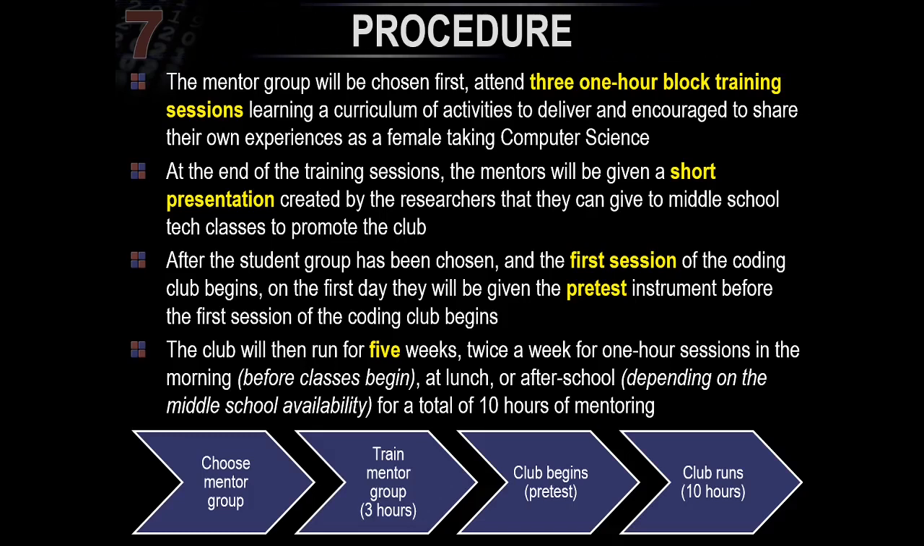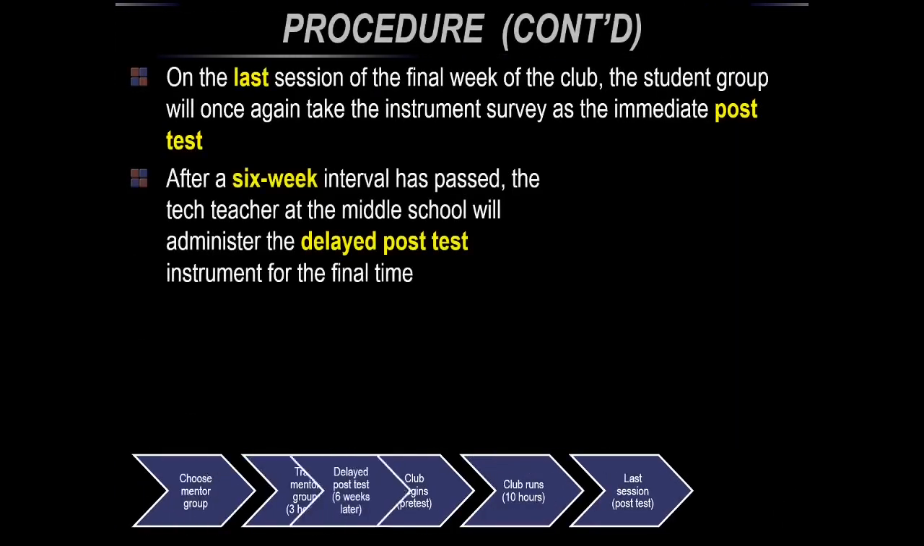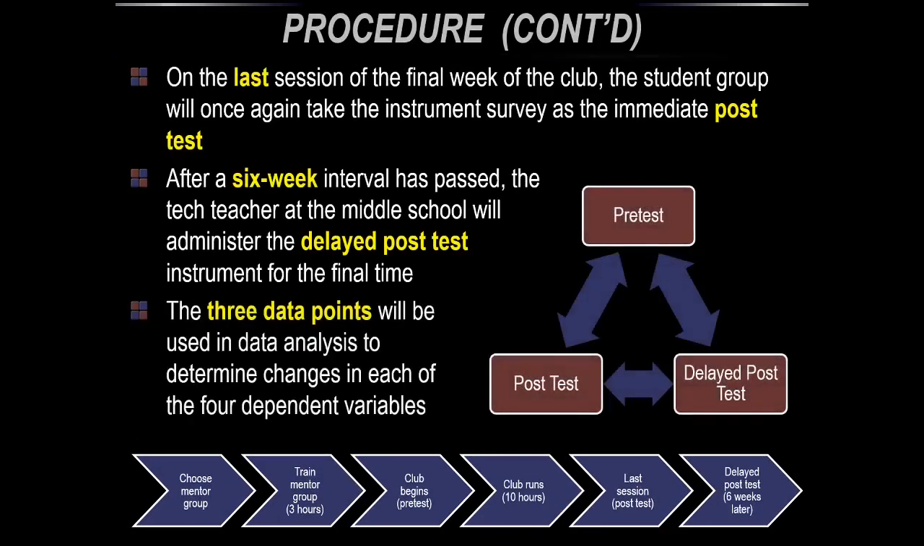Then the club will run for 5 weeks, twice a week, for 1-hour sessions in the morning, at lunch, or after school, for a total of 10 hours of mentoring. On the last session of the final week of the club, the student group will take a post-test as a comparative instrument, and then a 6-week interval will pass, and then the tech teacher at the middle school will administer the delayed post-test for the final time. And these 3 data points will be used to analyze the change in the 4 dependent variables.